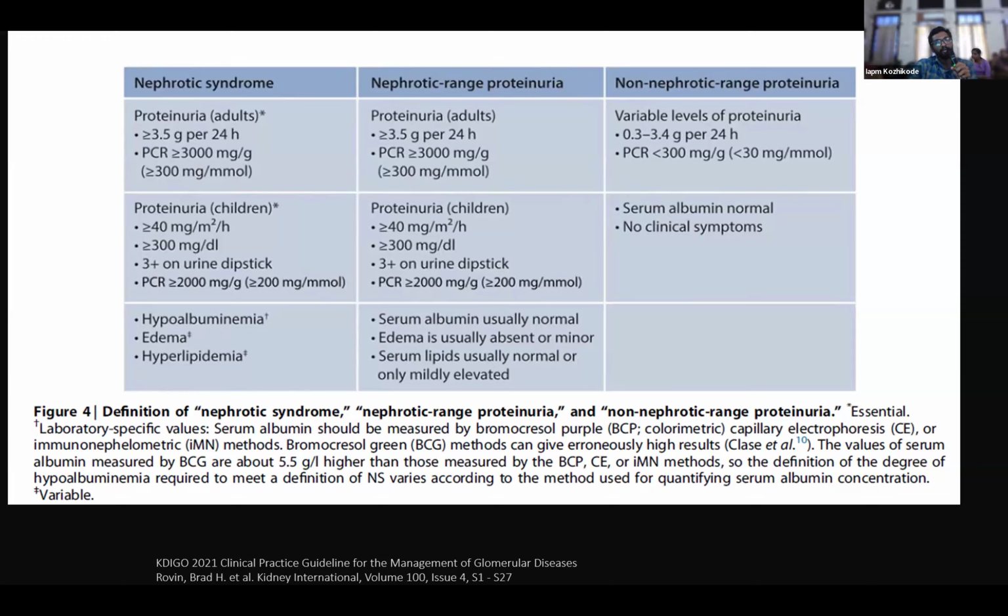And in children, it depends upon the weight and height of the child. It is 40 milligram per meter square. Along with this, if the patient is having hypoalbuminemia, edema, hyperlipidemia, then we are going to call it nephrotic syndrome. If they are not having these symptoms like hypoalbuminemia and hyperlipidemia, then it is only nephrotic range proteinuria. And then you can have the non-nephrotic range proteinuria or subnephrotic, in which it is less than 3.5 grams.